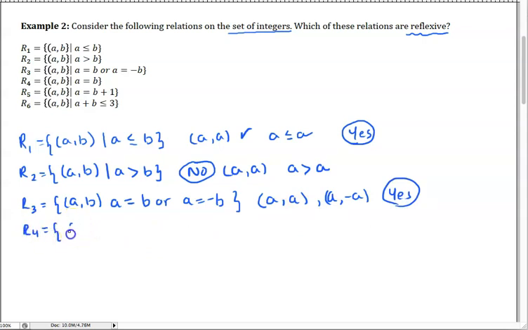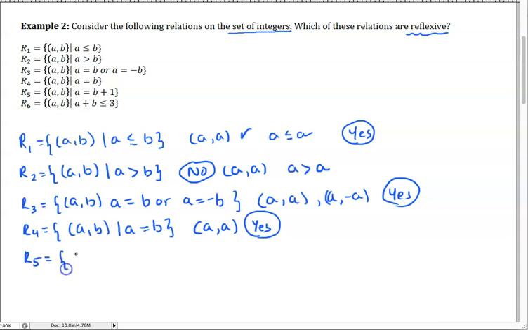Relation 4 says all the coordinate points such that A equals B. All right, so this relation is only formed out of points of this kind where the first and the second elements are the same. So this will also be a yes, this is reflexive.